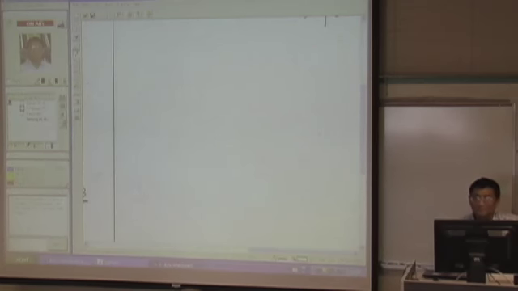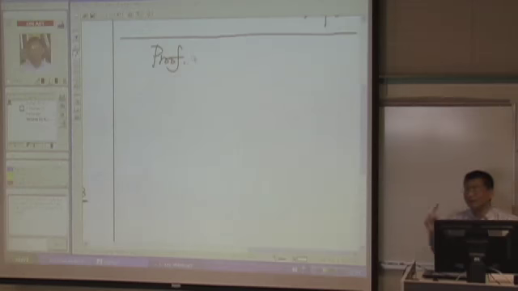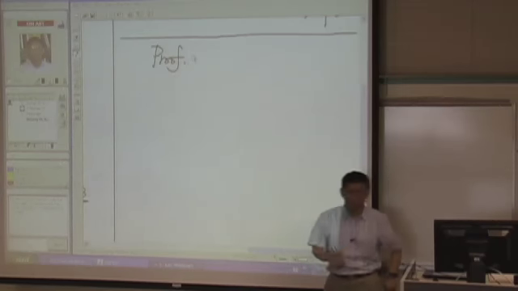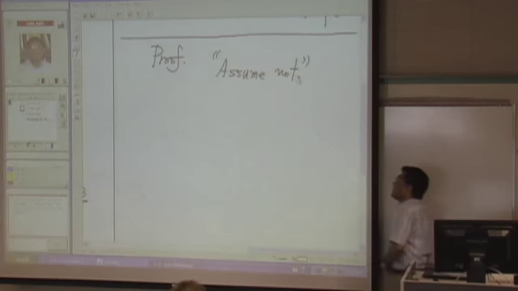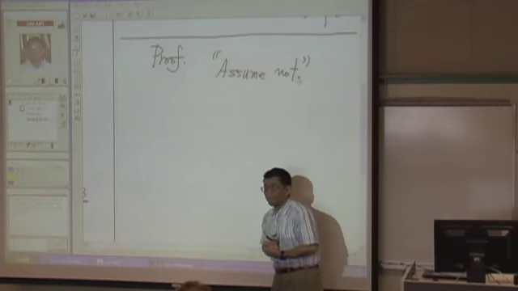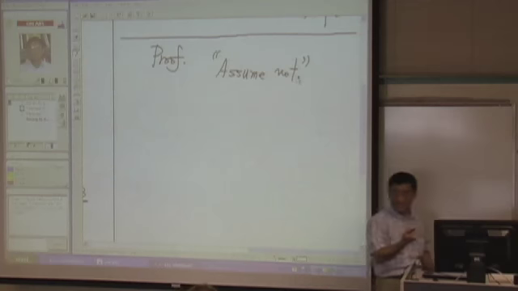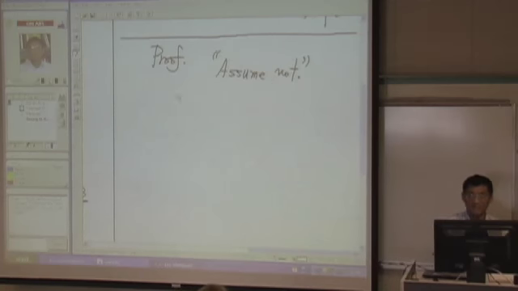Assume that, so what? Proof by contradiction, right? Proof by contradiction. So assume not. What is the actual statement of assume not? It is this.